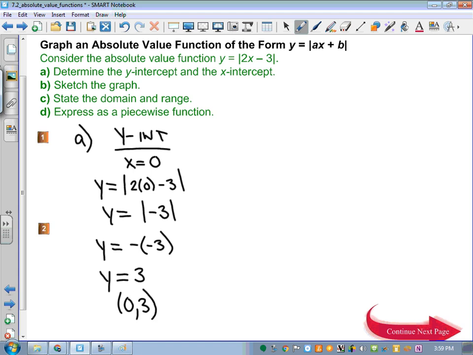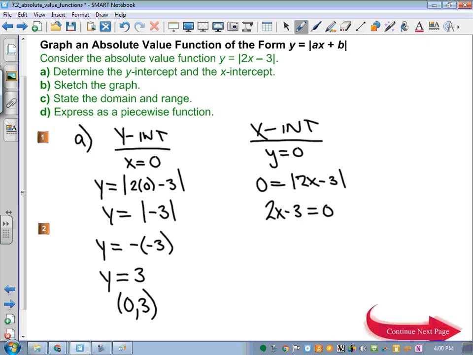Very, very similarly for the x-intercept, when we look to find an x-intercept, then y is equal to 0. And if y is equal to 0, then 0 is equal to the absolute value of 2x minus 3. 0 is one of those numbers that's neither positive nor negative. The only way that 0 is equal to the absolute value of an expression is if the expression is equal to 0. And that's going to happen when I move that 3 to the other side. I get that 2x is equal to 3, dividing by 2 yields that x is equal to 1.5. So my x-intercept is at 1.5 comma 0.